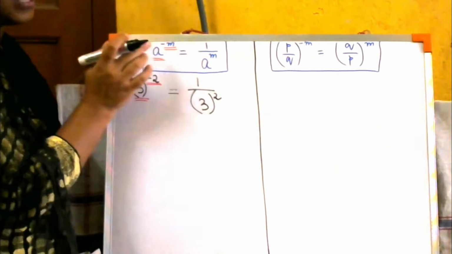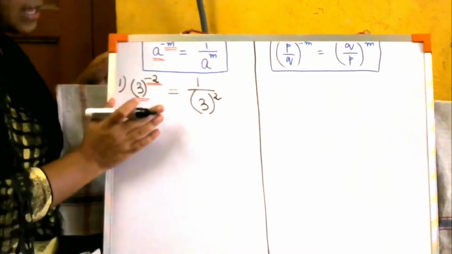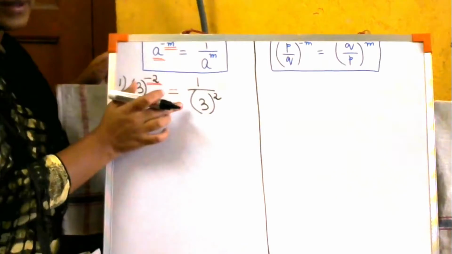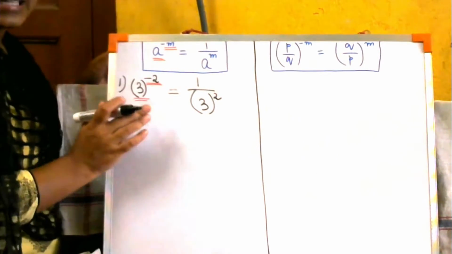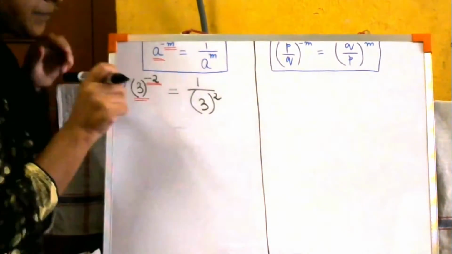Look into the formula. a to the power minus m equals 1 by a to the power m. Same thing we have done over here. a to the power minus m equals 1 by a to the power m. Only m, no minus. Is it clear? So how are you going to solve it over here now? Now let us solve the sum.